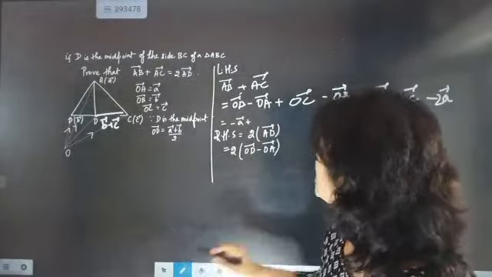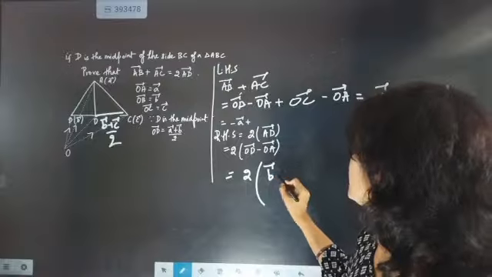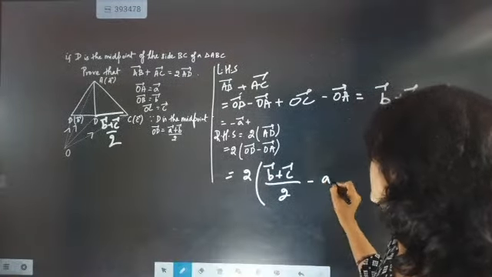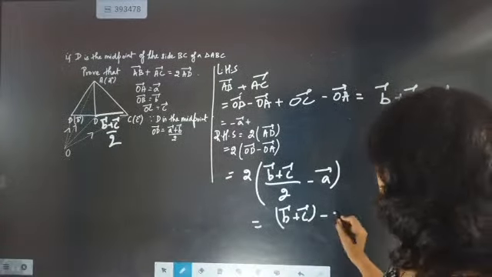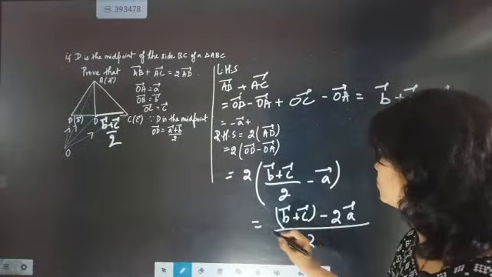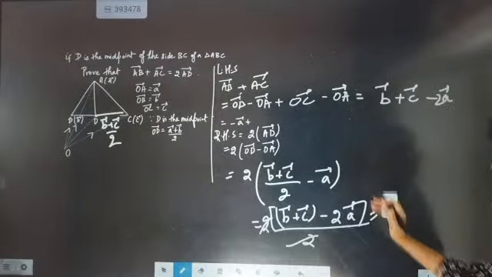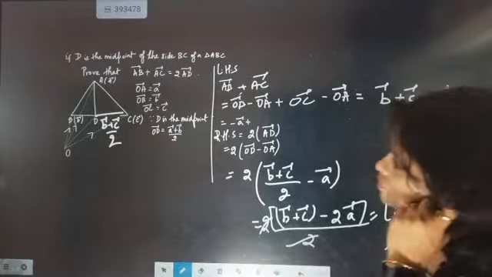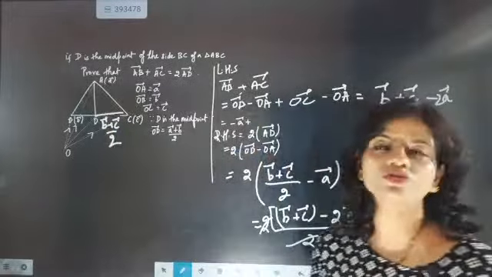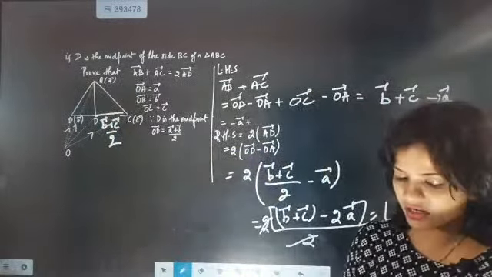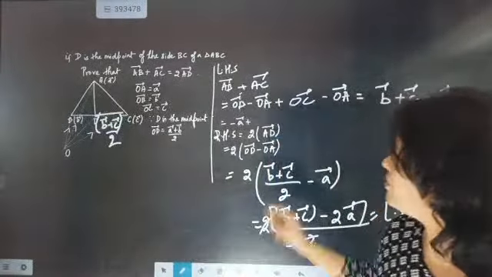Okay, solved. Now look here, OD vector is what? OD vector is (B vector plus C vector) by 2 minus A vector. Now take B vector plus C vector minus 2A vector, by 2, and the 2s will get cancelled, so LHS equals RHS. Solved. There I had done one mistake: B plus C divided by 2. D is the midpoint. Since D is the midpoint, it will become (B vector plus C vector) divided by 2. So D is the midpoint.